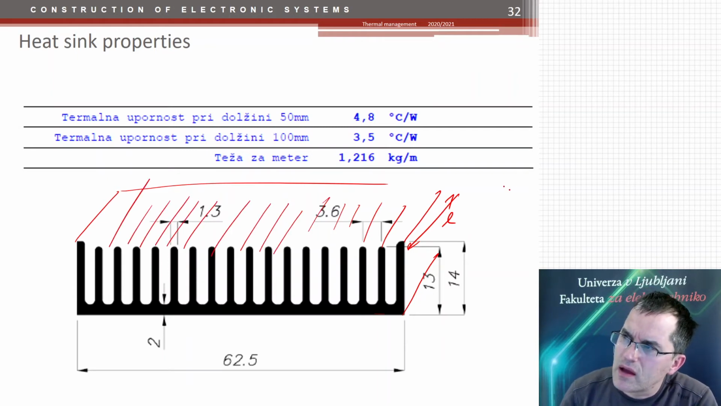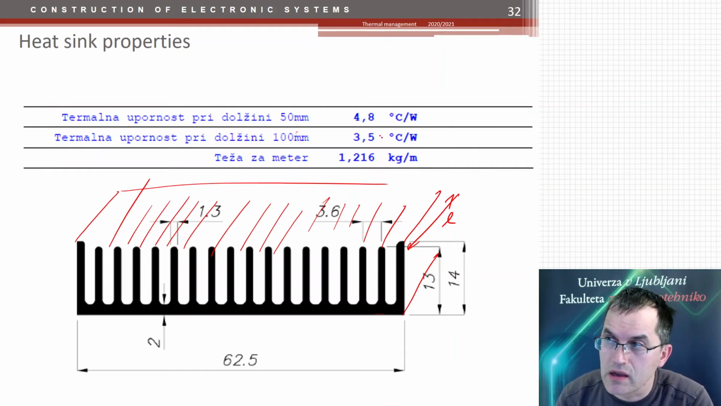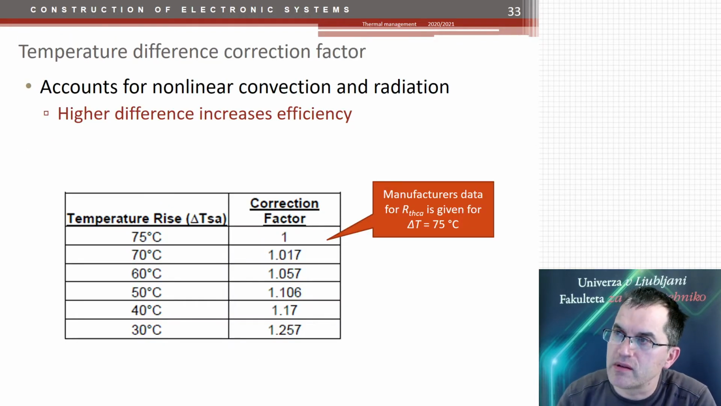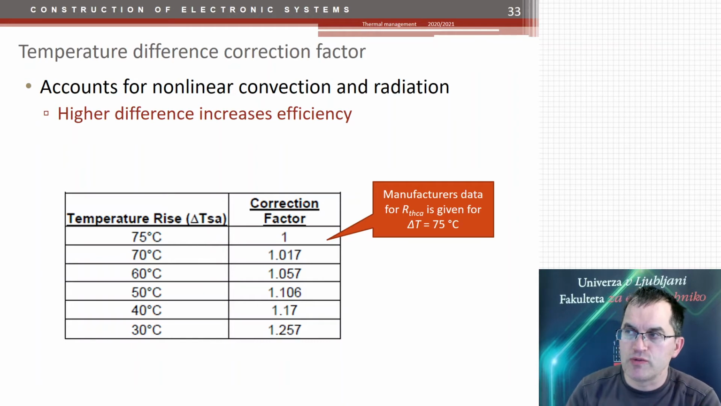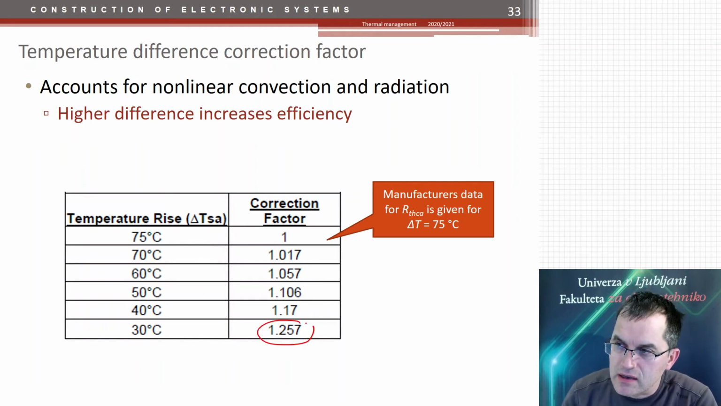Now, if the heatsink is twice as long, it will not get twice as low thermal resistance. So that's also important to know. For each heatsink, you have to choose according to the manufacturer's data. These are, for example, manufacturer data for the heatsink, which tells you that if your temperature difference between the heatsink and the surrounding air is lower, then your heatsink is less efficient, which means you have to add a certain factor to it.